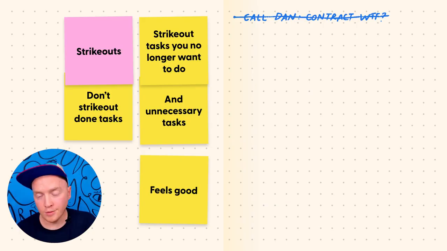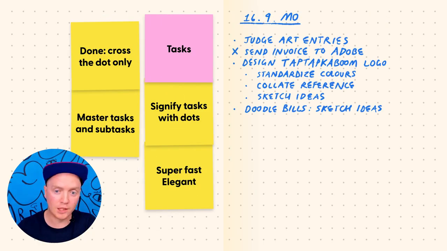Then there's a strikeout. If you've got a task and you think, I don't want to do this anymore, or it's unnecessary, just strike it out. You don't do this with done tasks. With a done task, you actually put an X through it. You can see here, there's an X through send invoice to Adobe. You can still see what you've done, but you can see that you've done it.